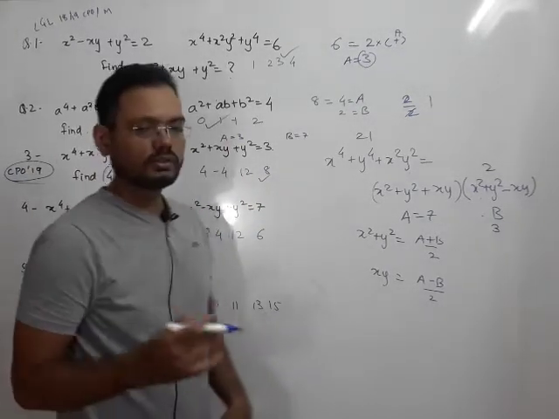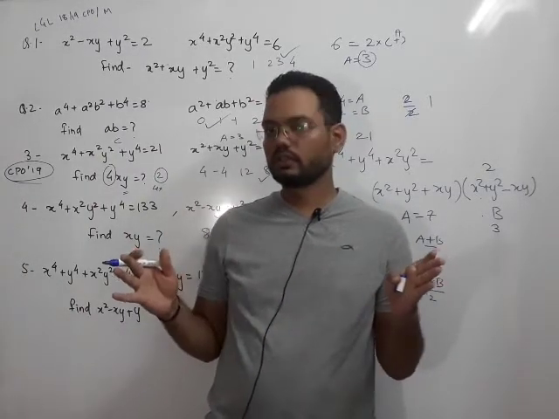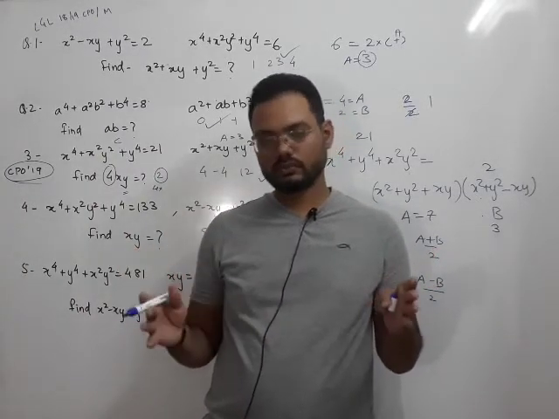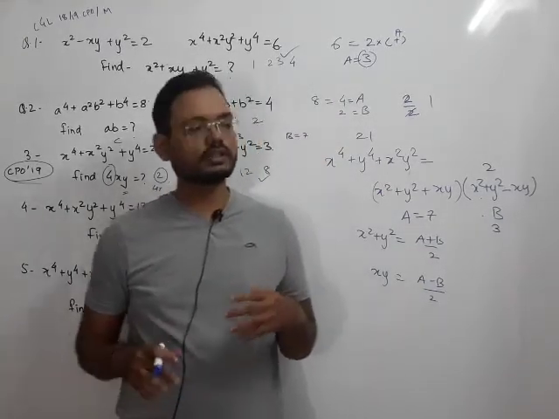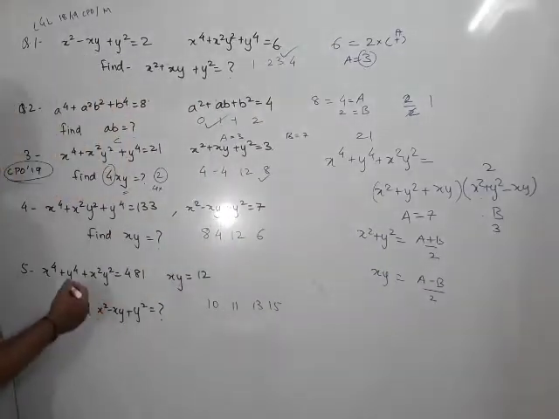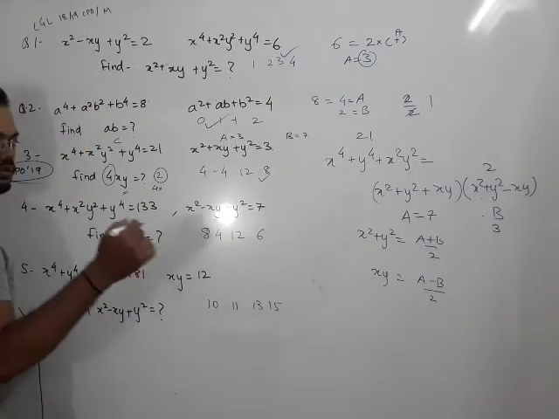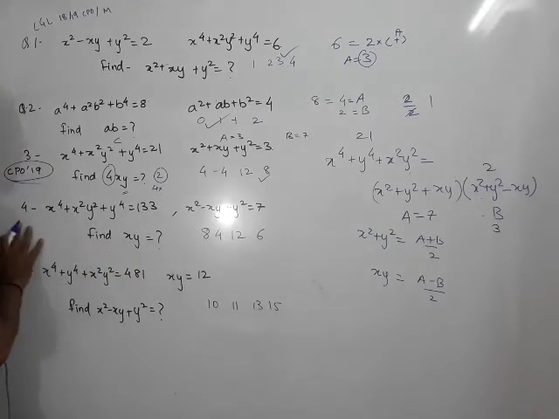The problem is, the moment we see any change, if the formula is a plus b the whole square is a square plus 2ab plus b square, if they do any change in that, we think that the paper is different and we tend to lose our momentum and the confidence. Okay, next one.